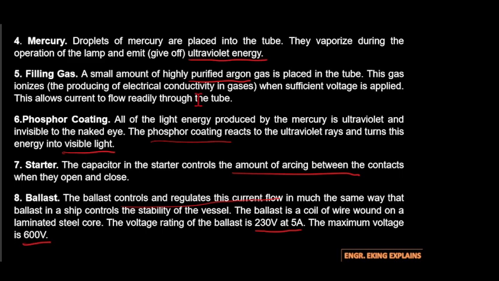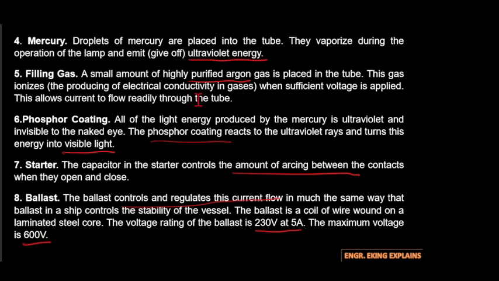Yung argon gas ang nagbibigay ng electrical conductivity between the ends of our cathode. Kasi meron tayong dalawang cathode at both ends of our fluorescent tube. In order to have electrical conductivity, nilalagyan ng argon gas yan because argon gas has higher electrical conductivity compared to other gases.